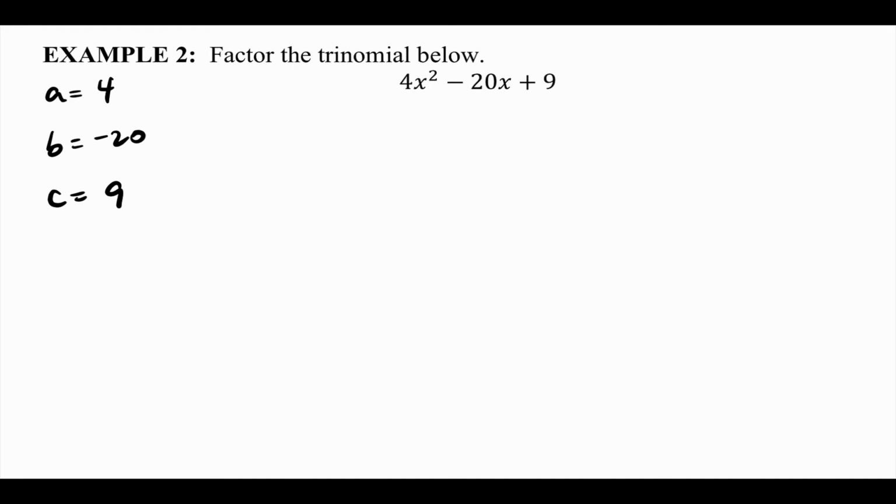Okay, so A, B, C: 4, negative 20, positive 9. A times C is 36. B is negative 20. Now, I have to come up with the two numbers that multiply to be 36 and add to be negative 20. What did you guys get? What are the two numbers that multiply to be 36 and add to be negative 20?